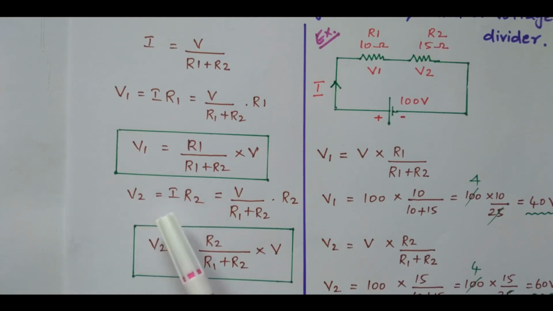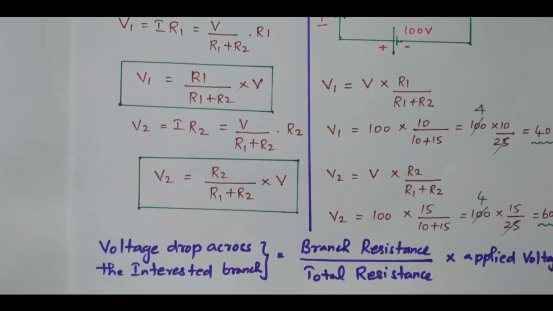Similarly, V2 equals I into R2. V2 is the voltage drop across resistor R2, so that equals I into R2. I is the same current, only one current. This I can be replaced with V divided by R1 plus R2, into R2. So V2 equals R2 divided by R1 plus R2, into V. So the voltage drop across the resistor R2 is the resistor value of R2 divided by the total resistance, into the applied voltage. Right? So from this we can see the general formula.